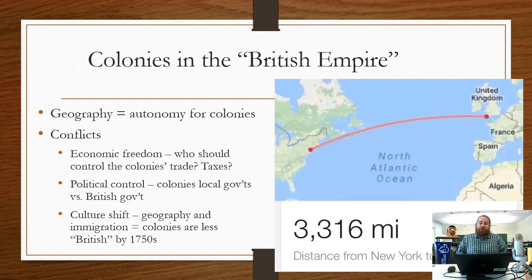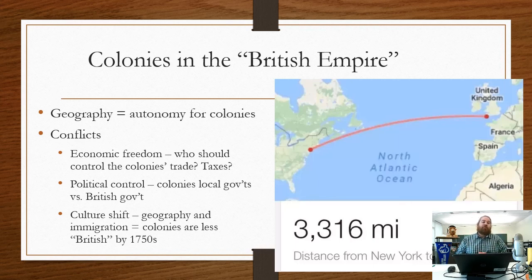These colonies are actually spread out pretty far. We think about how big the United States is. You don't have a car, you have a horse, or you're walking if you can't afford a horse. And so geography means they're pretty spread out. They get to be on their own. That's what autonomy means. And so, of course, this causes conflicts when you want to make decisions and someone else wants to make decisions for you.